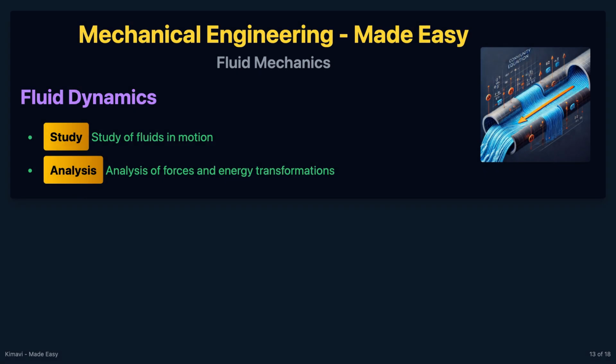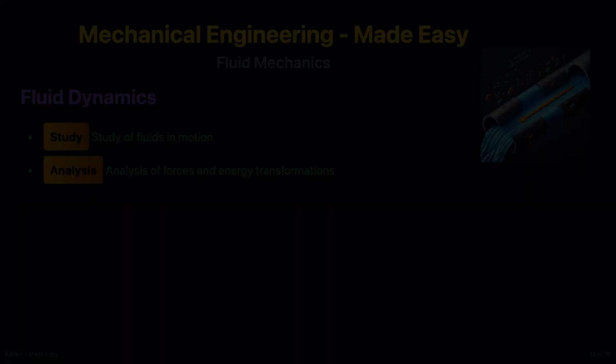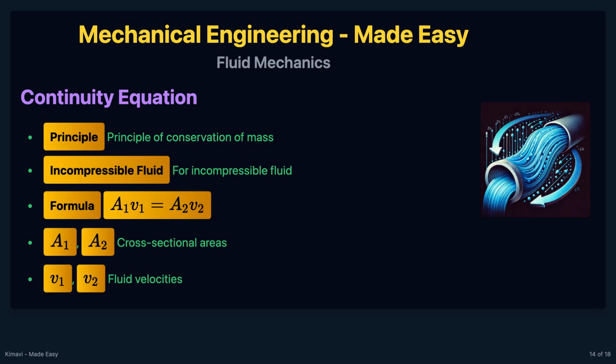Fluid dynamics is the study of fluids in motion. It involves the analysis of the forces and energy transformations in flowing fluids. The continuity equation is based on the principle of conservation of mass. For an incompressible fluid, it states that the mass flow rate must remain constant from one cross-section of a pipe to another. Mathematically, it is expressed as A1 V1 equals A2 V2, where A1 and A2 are the cross-sectional areas at points 1 and 2, and V1 and V2 are the fluid velocities at these points.